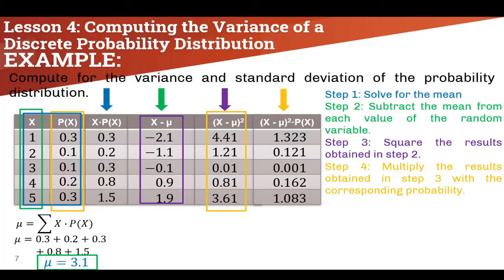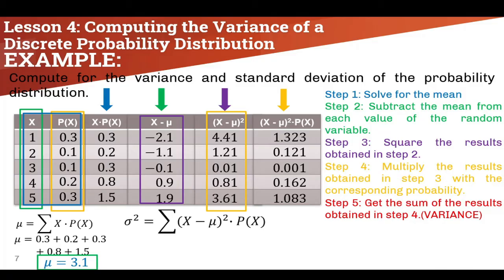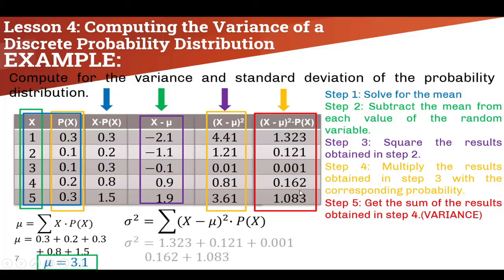Tapos na ba yung step 4? Tapos na. Next step. Get the sum of the results obtained in step 4. So, once na kinukuha natin sum ng nasa step 4, iyon na yung ating variance. I-apply lang natin. So, add natin. Itong nasa column na to, i-add lang natin yung values. Anong makukuha nating sagot?